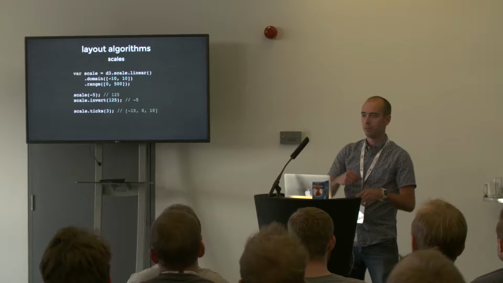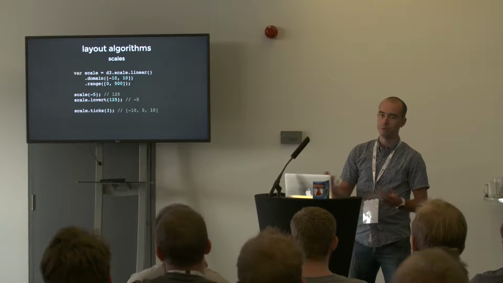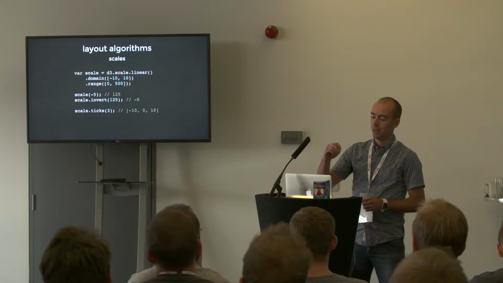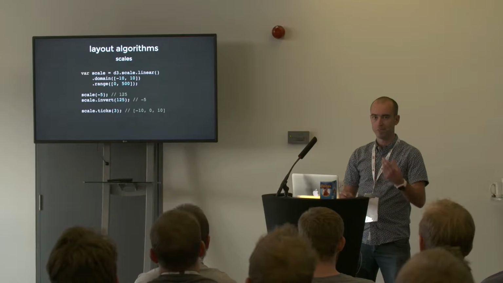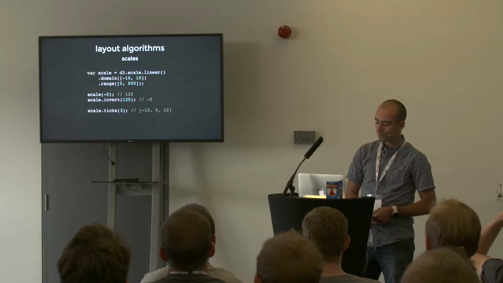You can also go the other way. If you're trying to go from a pixel value, so you've got some kind of user input, and you want to get back to a domain value to do something like show a useful tooltip, you can go the other way with .invert.